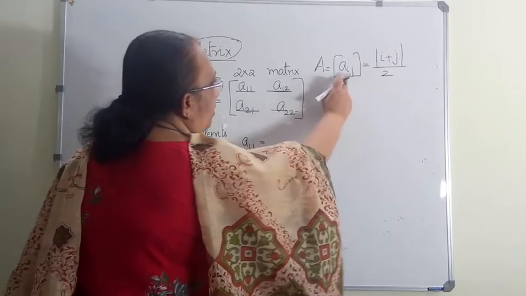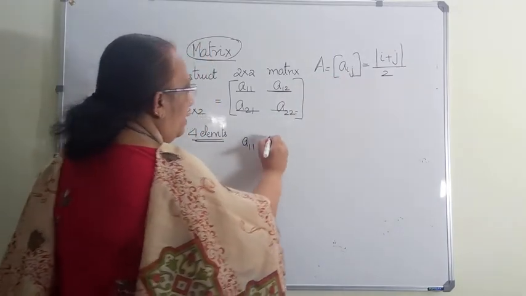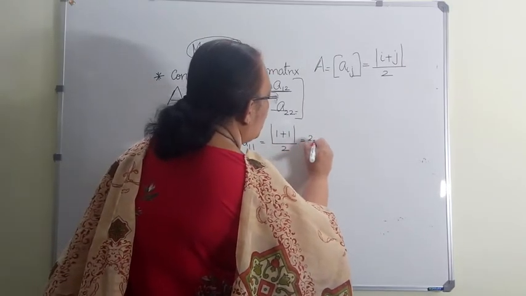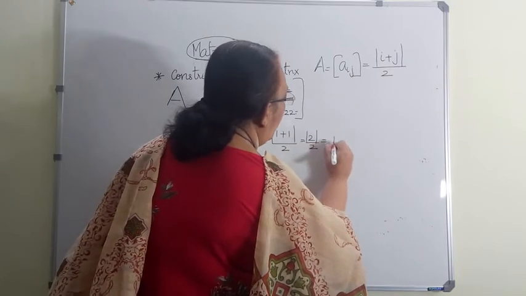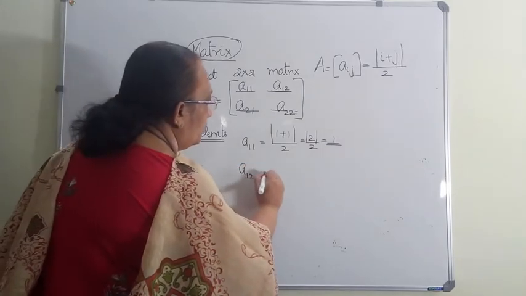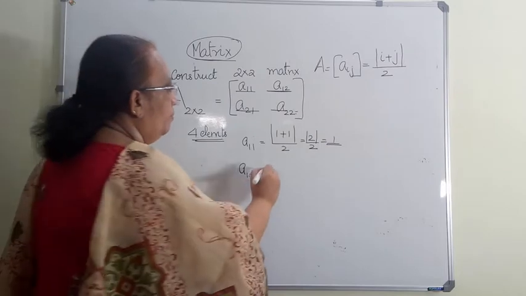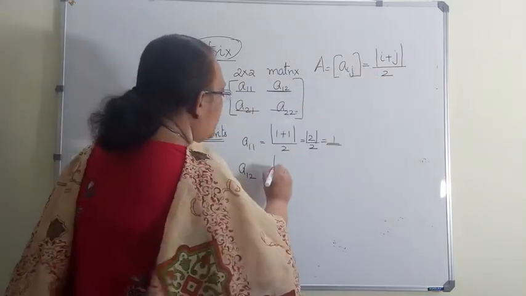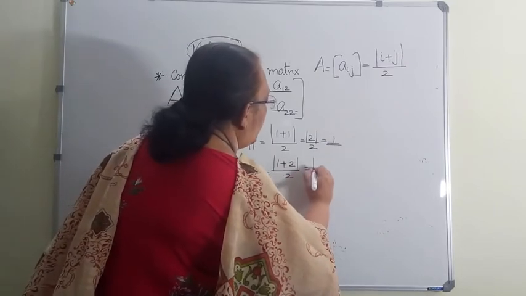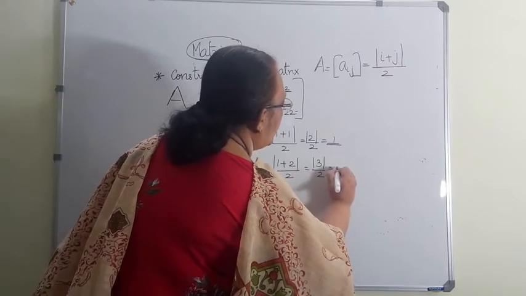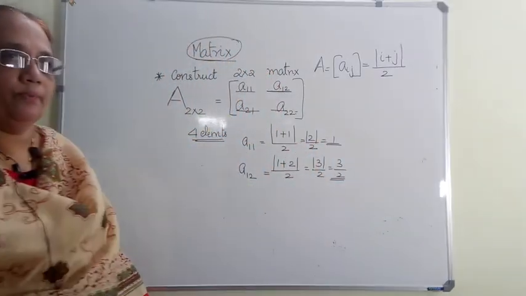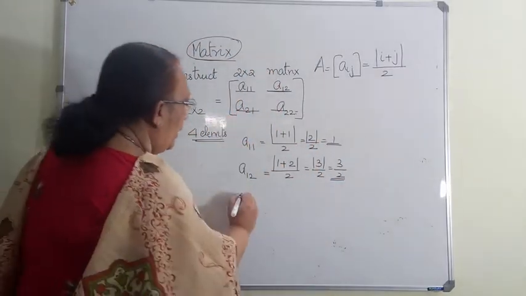A11. So A11 means i is 1, j is 1. It will be the modulus of 1 plus 1 divided by 2, that is 2 by 2, modulus of 2 by 2, which is equal to 1. What is A12? A12 is equal to the modulus of i is 1, j is 2, divided by 2, modulus of 3 by 2, which is equal to 3 by 2. If you want, you can convert it into decimal. It's up to you.